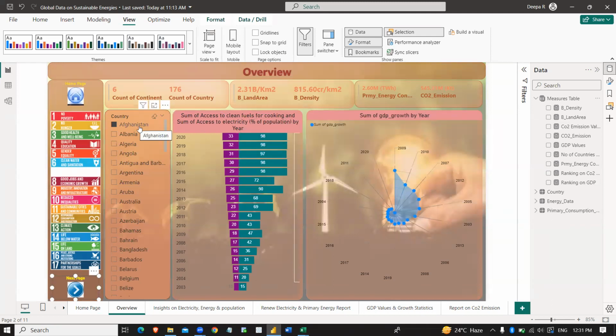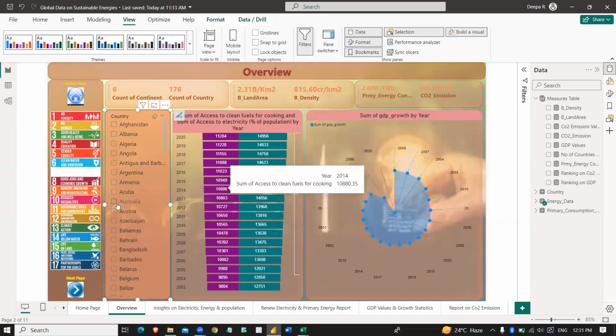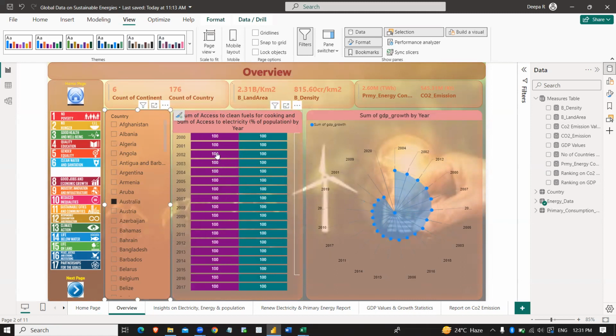So if you take Afghanistan, even in 2020 only 33% of population was having access to clean fuels for cooking, whereas 98% of population was having access to electricity. Okay, but when it comes to Australia, some developed countries, then you can see that they have reached the target. 100% population is having clean fuels for cooking or electricity.